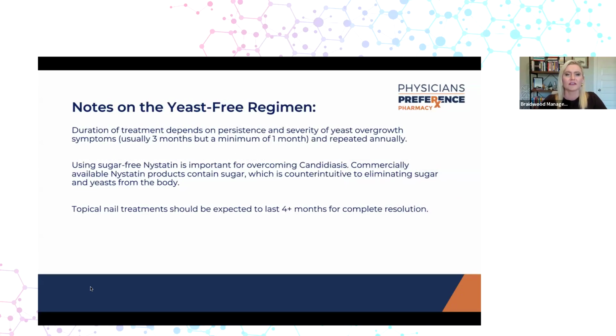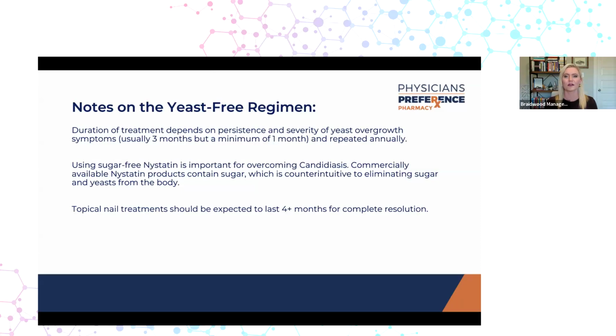All right, so just some notes on the yeast-free regimen in general. The duration of treatment depends on the persistence and the severity of the yeast overgrowth symptoms, of course. Usually it's about 3 months, but a minimum of 1. I recommend repeating that at least once a year. And then using the sugar-free.